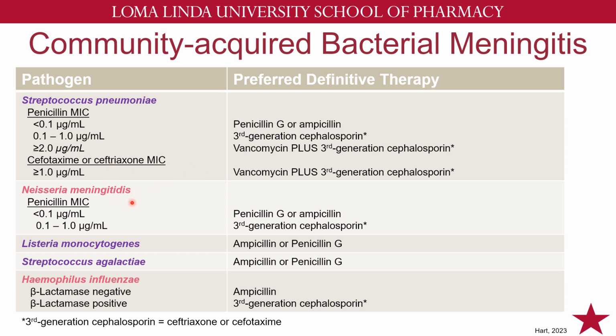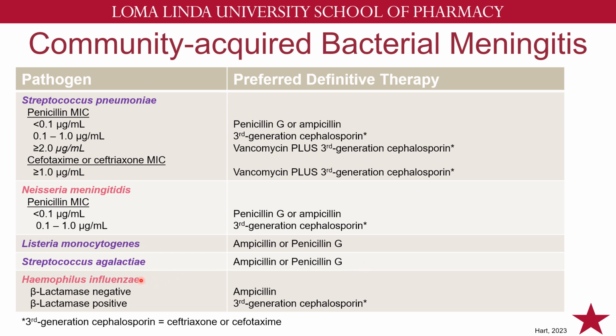For Neisseria meningitidis, if we have a penicillin MIC of less than 0.1, then penicillin G or ampicillin will be our preferred agent. However, if the MIC is 0.1 to 1, then we will use a third gen cephalosporin. For Listeria or Strep agalactiae, ampicillin or penicillin G will be just fine.